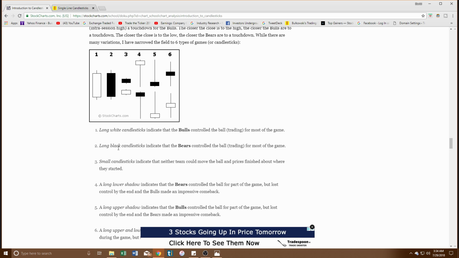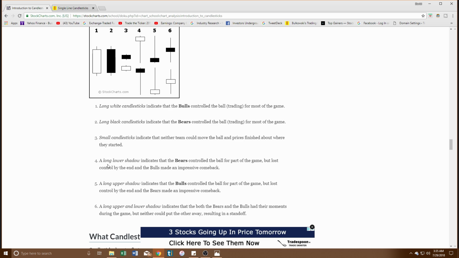Number 2, a long black candlestick indicates that the bears controlled the ball, trading for most of the game. Prices opened here at the top, and it fell, and closed down here. Number 3, small candlesticks indicate that neither team could move the ball, and prices finished about where they started. That's this right here. That's a bearish, that's a bullish. But the price range was very, very small, so it could be considered a doji.